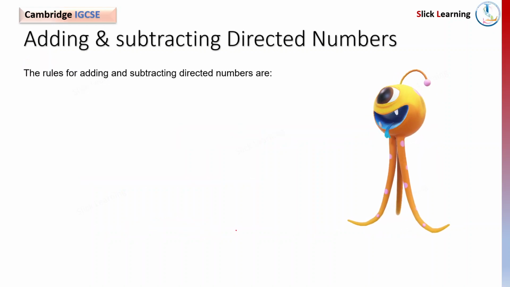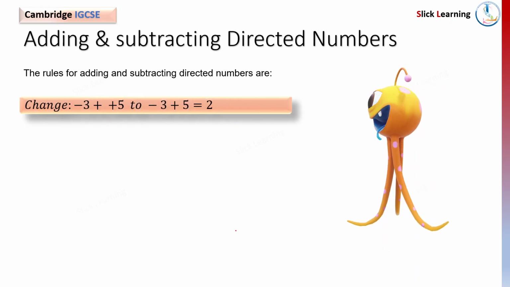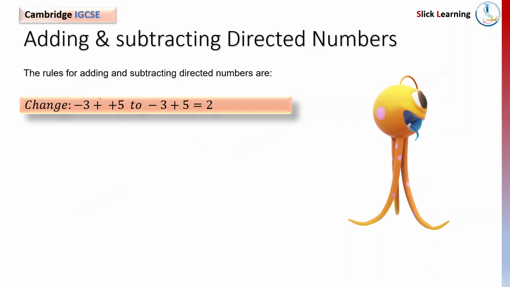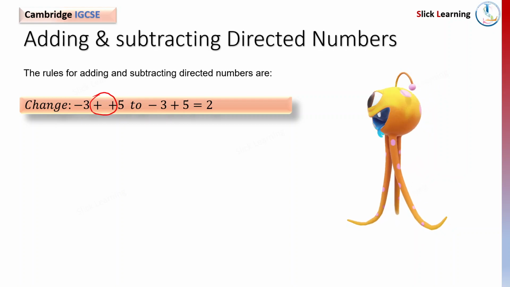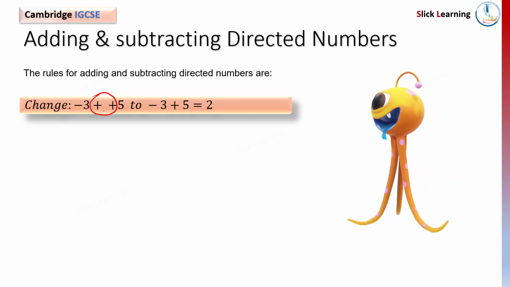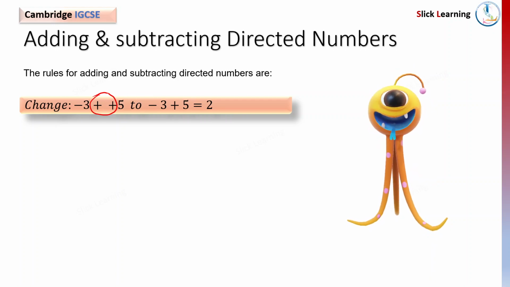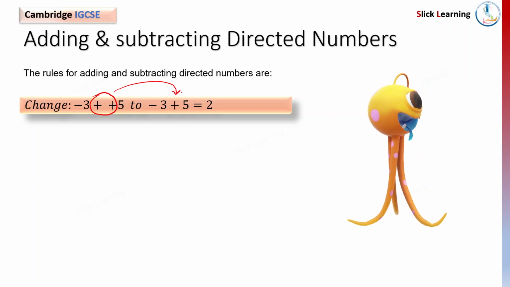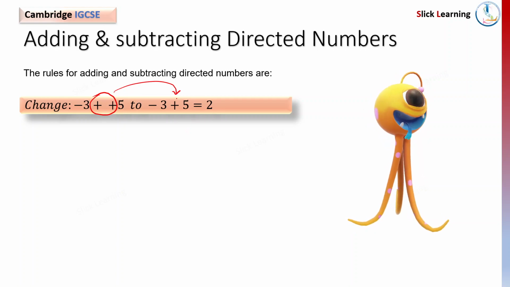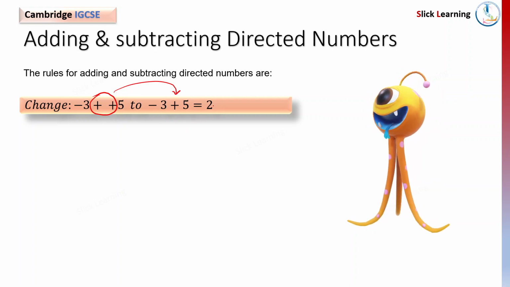In its simplest form, sometimes there would be two plus signs, or there would be a plus and a minus together. In that case, instead of writing two plus signs and getting confused, we will replace them with an equivalent single sign, and then we will take the help of the number line to find the result.